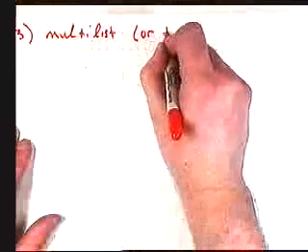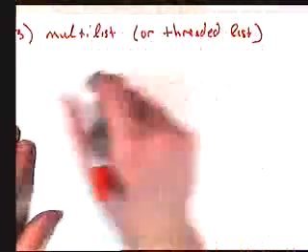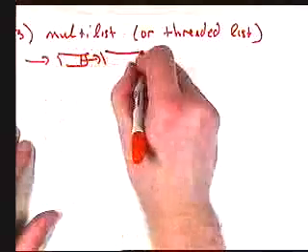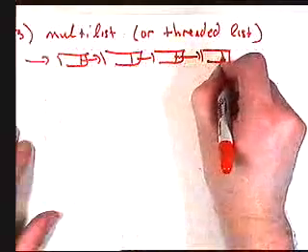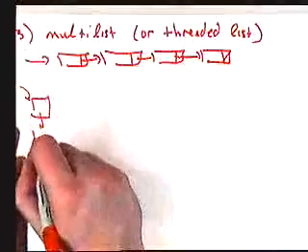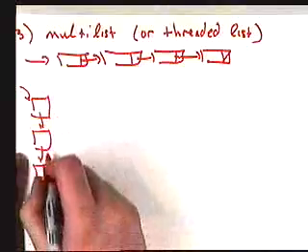Multi-list, or sometimes it's called a threaded list. And the idea here is you have a list of all appropriate active columns, and you have a list of all appropriate, all active rows. So maybe that's all the active rows we have.